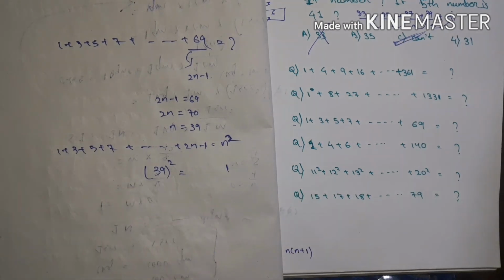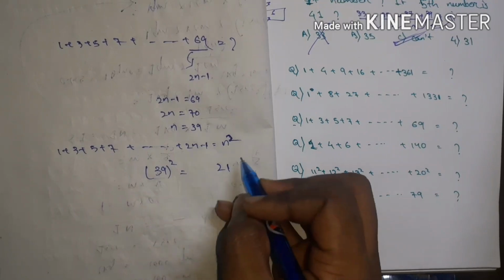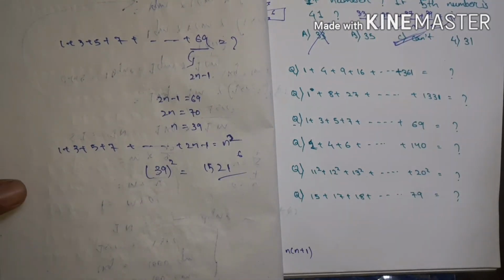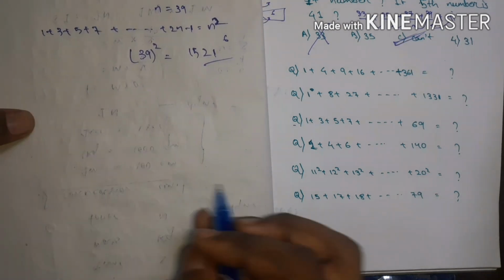1, 8, 2, 6, 9, 15. Answer. Got it? Okay. Then go for another question.